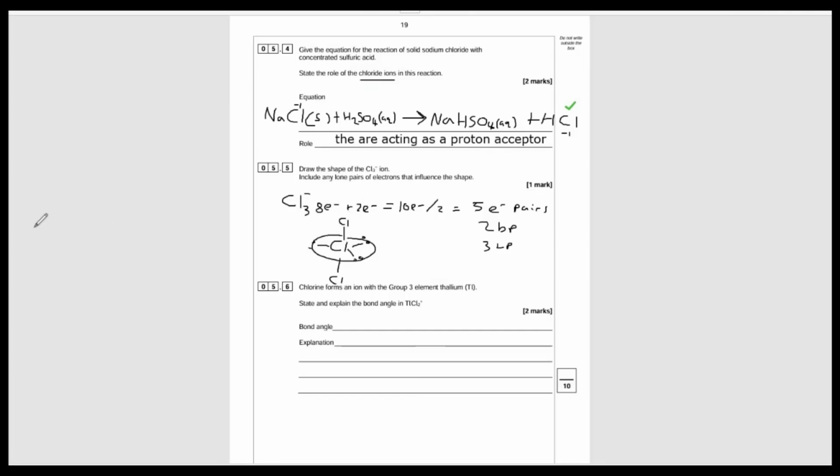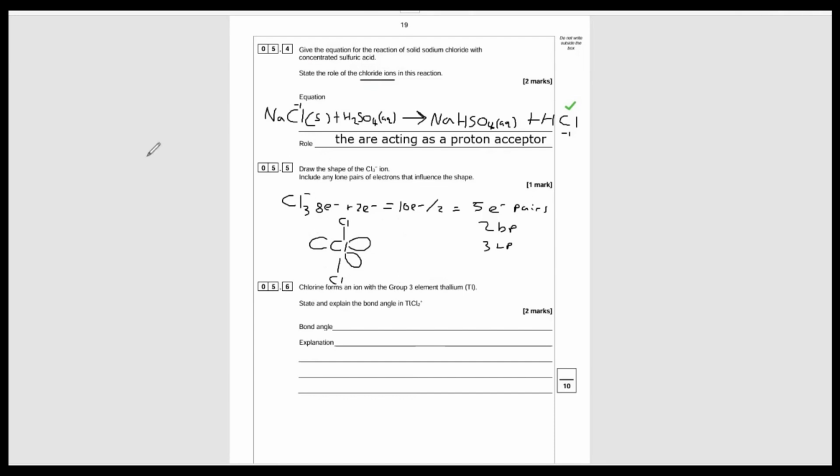Now, all we need to do is, instead of showing it like that, we should just do the Mickey Mouse ears. So these are like that. They do the electron clouds. You've got 2 there and you've got 1 there. And there we go. Does it ask us for any bond angles? No, it just says include any lone pairs that influence the shape. We've done that. Beautiful.